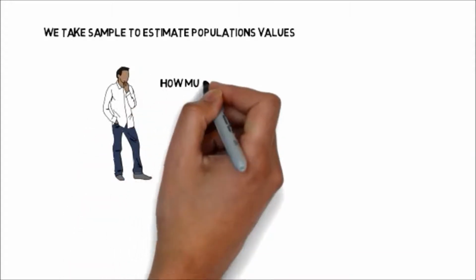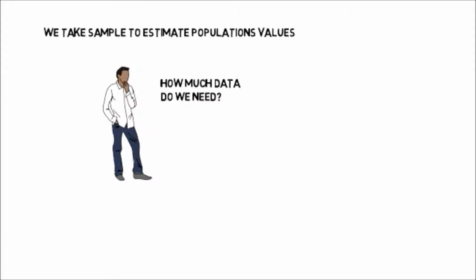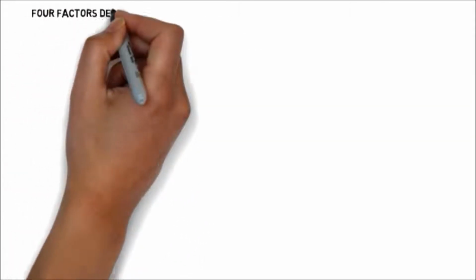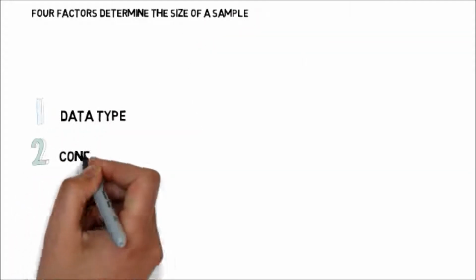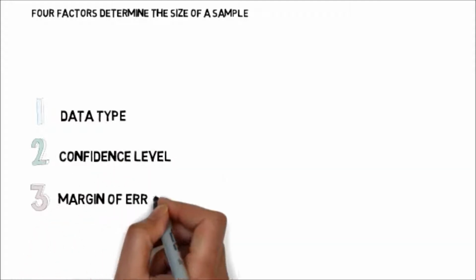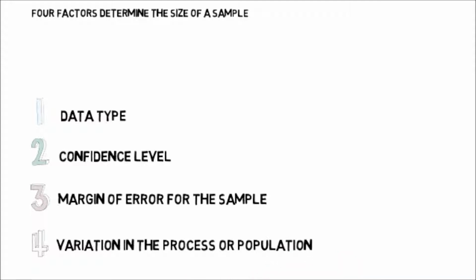But the question is, how much data do we need in our sample? There are four factors that determine the size of a sample: the data type, the confidence level, the margin of error for the sample, and the variation in the process or population. I'm going to explain them with this example.